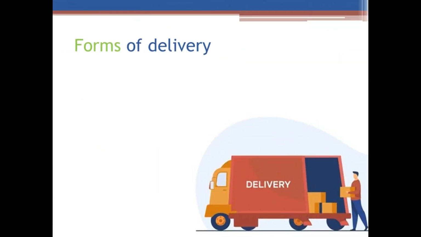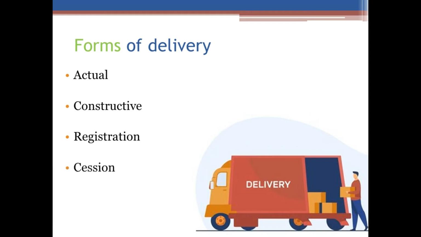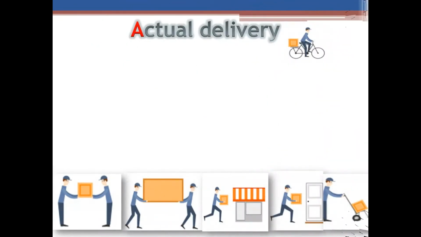We have various forms of delivery. We have actual delivery, constructive delivery, registration, and cession. Those are the forms of delivery we have. I will explain this in detail. I'll start off with actual delivery.